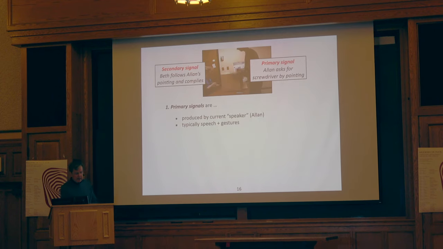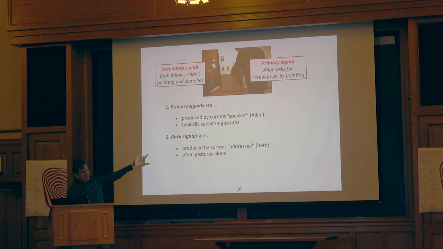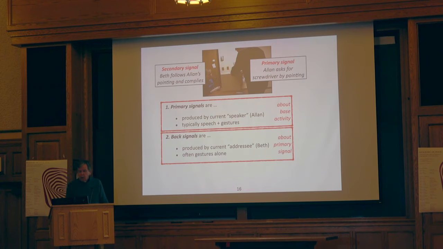The way I like to think about it is roughly like this. The primary signals are produced by a current speaker, someone who would call themselves "I" in that particular utterance. But these back signals, which are just as important to getting things done, are produced by the current addressee, in this case, Beth. These primary signals are typically about what you're actually doing, the activity you're engaged in, like assembling a TV stand. The back signals are produced by the current addressee for talking about the primary signal. That is, they're telling you how much I understand, and here's what I understand of that primary signal. Okay.